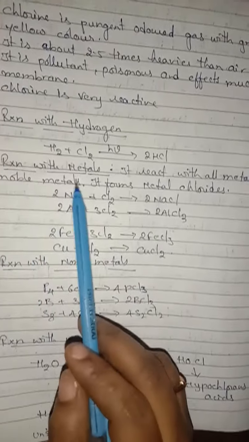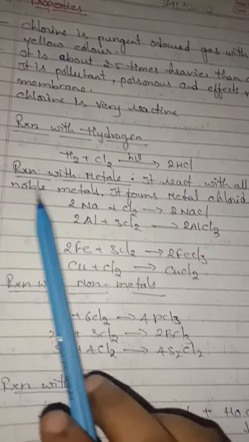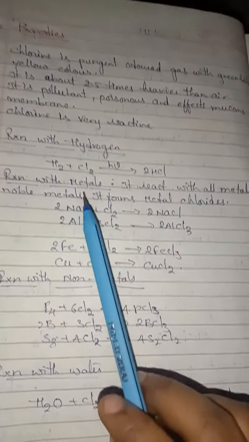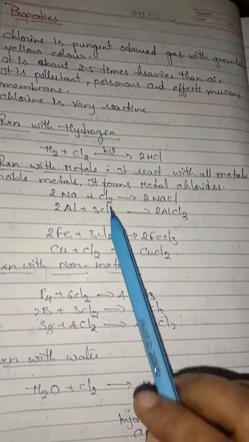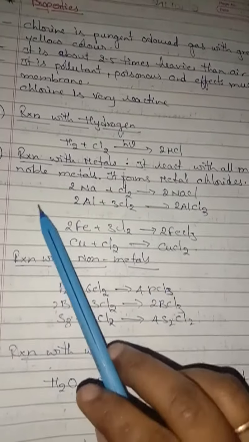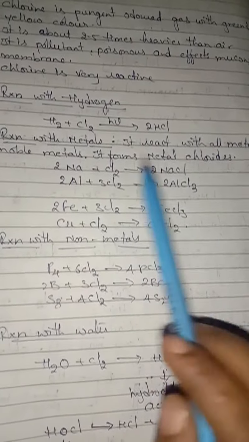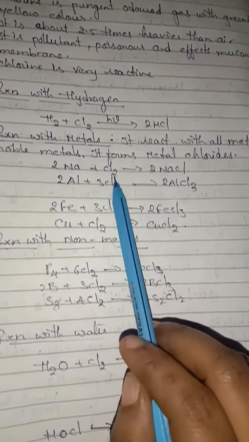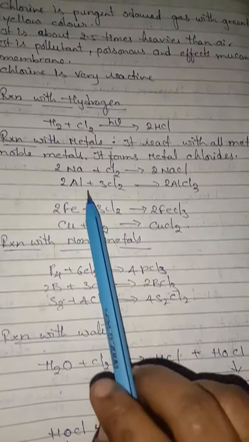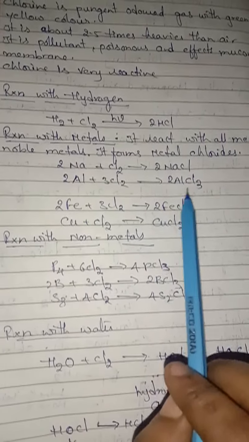Next one, reaction with metals. What happens when it reacts with metals? As chlorine is very reactive, it can react with all metals except noble gases. When it reacts with metals, it forms metal chlorides. Look here, sodium reacts with chlorine to form sodium chloride. Aluminium reacts with chlorine to form aluminium chloride.